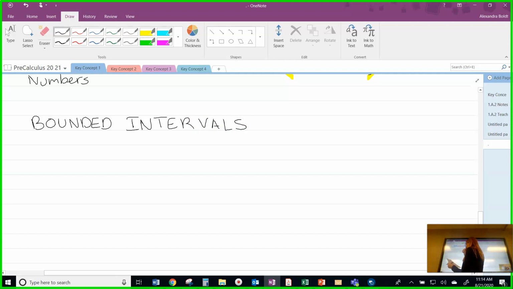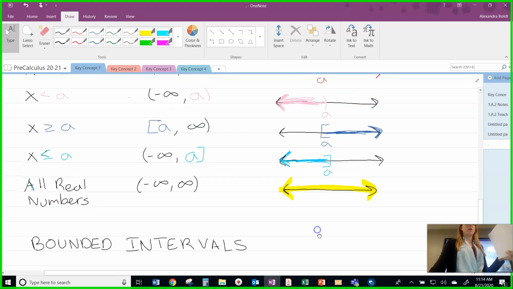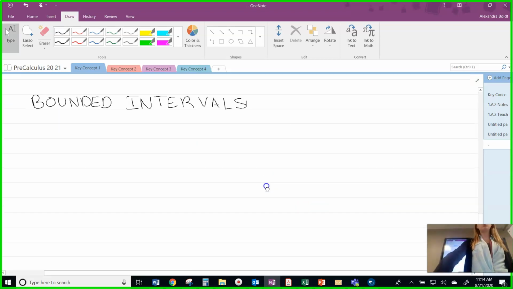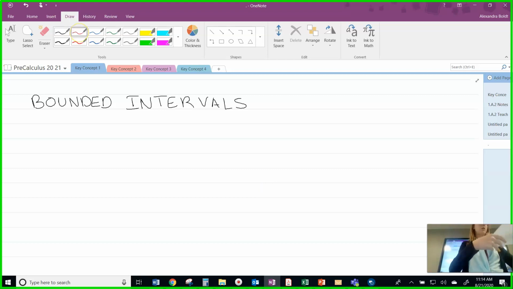We're going to use the same notation. The reason we call it unbounded is because they always go to infinity. It only has what we call one endpoint. It only had the a. It either ended at a or started at a. Bounded intervals have two endpoints. So I'm between two numbers.